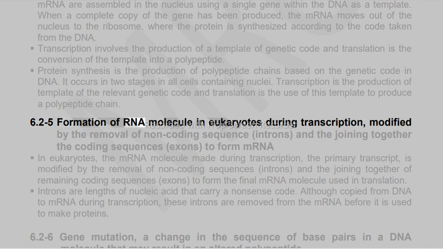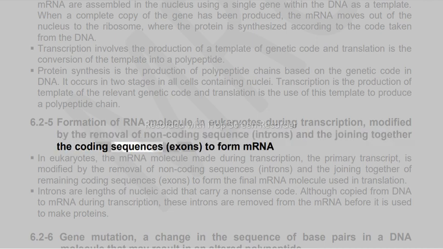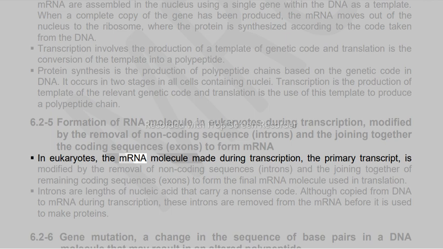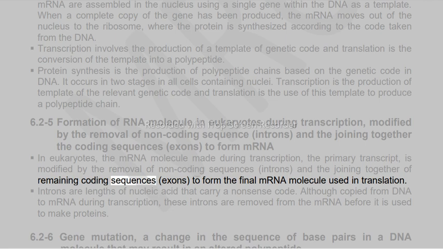6.2-5 Formation of RNA molecule in eukaryotes during transcription, modified by the removal of non-coding sequences, introns, and the joining together of the coding sequences, exons, to form mRNA. In eukaryotes, the mRNA molecule made during transcription, the primary transcript, is modified by the removal of non-coding sequences, introns, and the joining together of remaining coding sequences, exons, to form the final mRNA molecule used in translation.